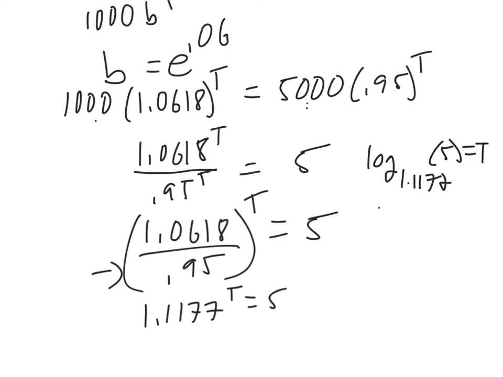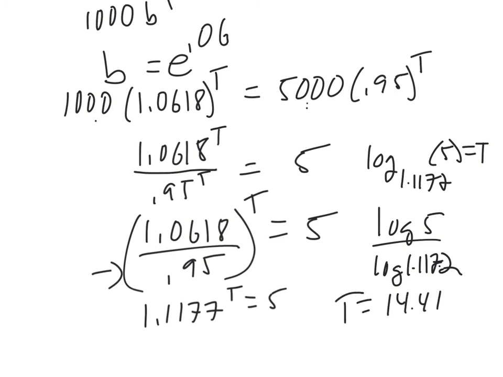And then you can just change your base, right? Log of 5 divided by the log of 1.1172-ish. So I get the log of 5 divided by the log of that answer. I'm getting t equals 14.46 years. So during the 15th year, right?